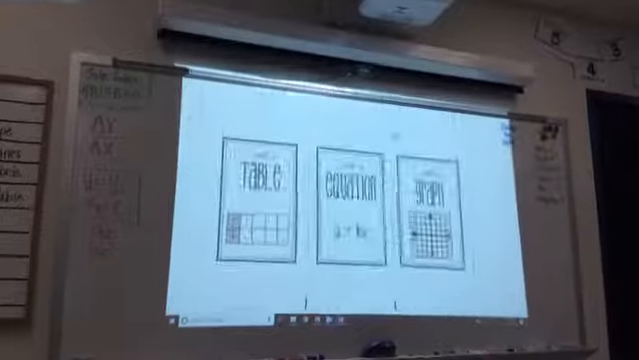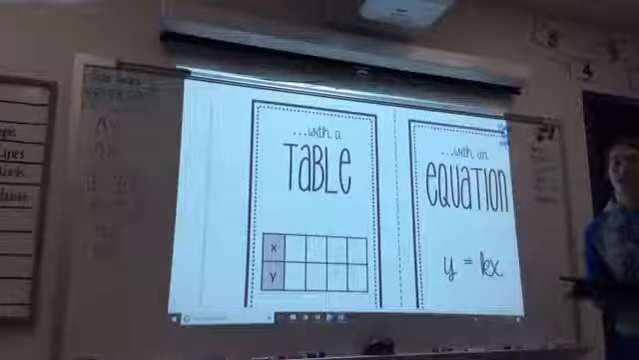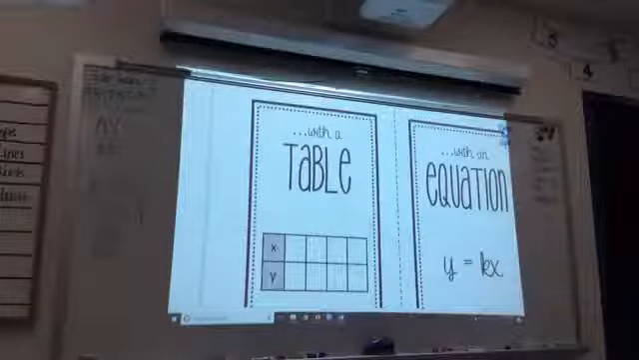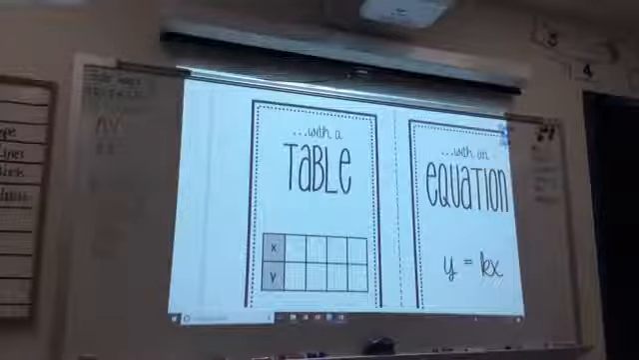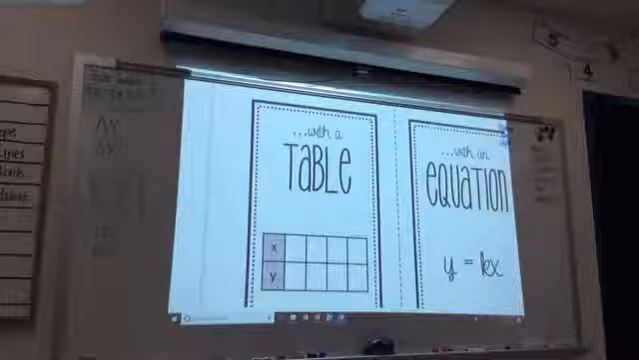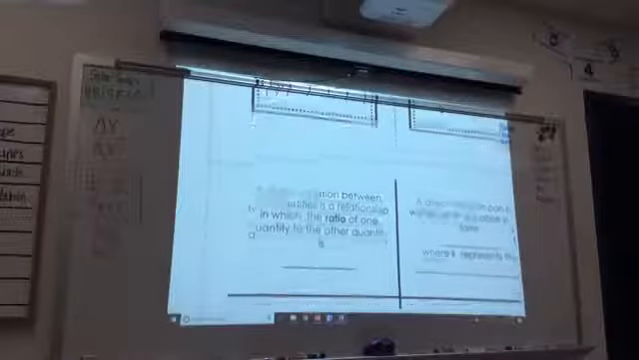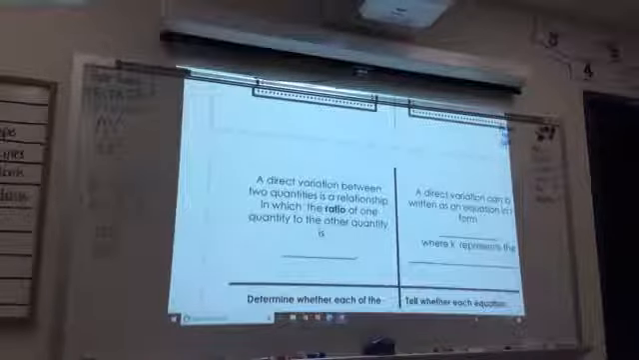So let's talk about direct variation with a table. That's whenever we have our x's and our y's, obviously in tables. Where's our x in the table? On top or where? Think about a table. It could be on the left or on top. So what does that mean my y is? Right, or the bottom.